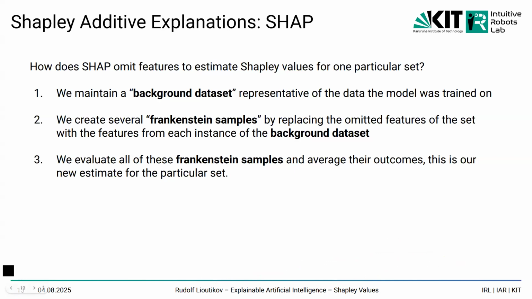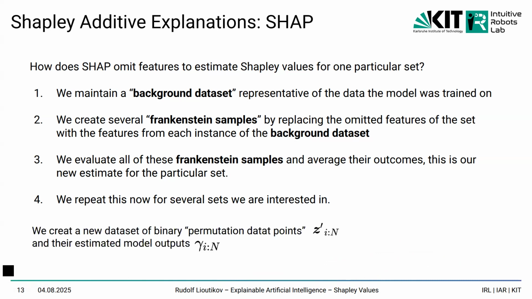We evaluate all the Frankenstein samples through the model, and basically get our new data set. And repeat this for several sets, everything that we're interested in. This way we create this new binary permutated data point set, these Zs that we mentioned before, and the estimates of the current model output, like gamma I.